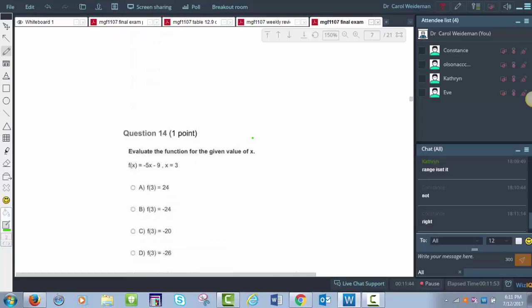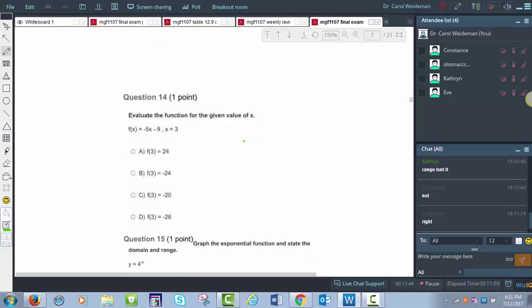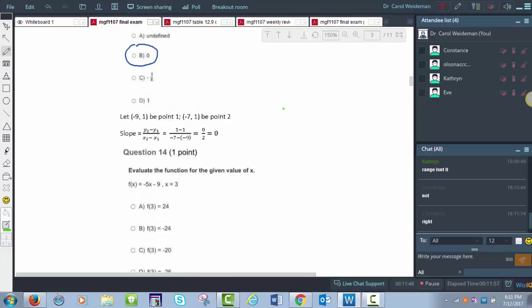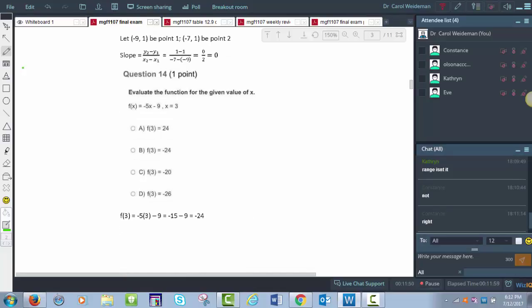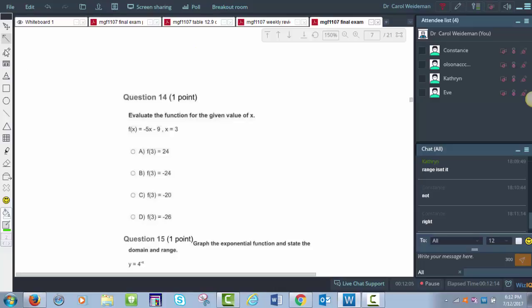Number 14. I actually do have a detailed solution for this one. It's still pretty easy. Evaluate the function when x is 3. So you're going to take the function, put in 3 for x, simplify. So I've got negative 15 minus 9 gives me negative 24, which is answer B. Okay, so these shouldn't be too hard.